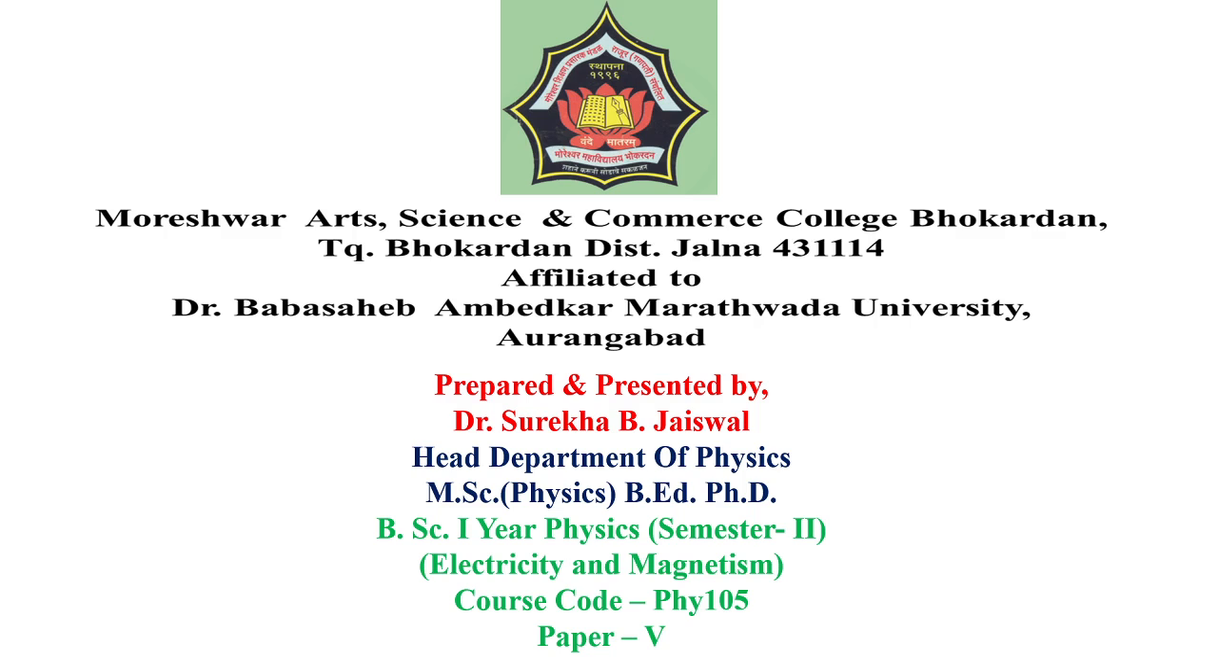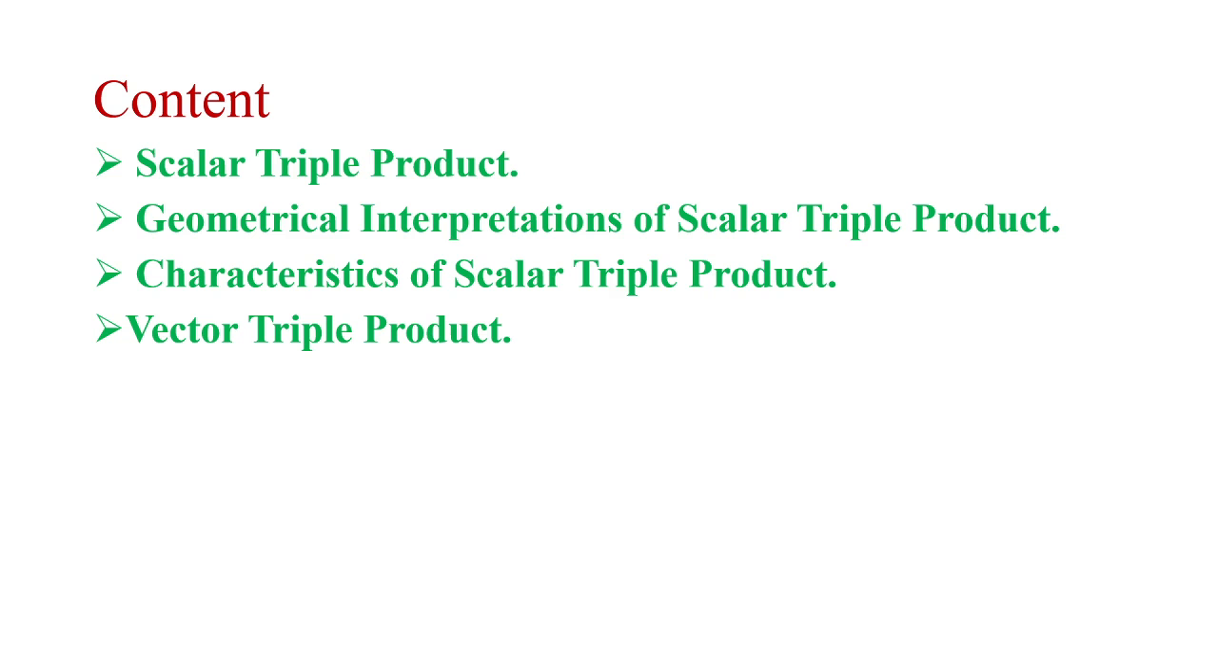Today we will see electricity and magnetism, course code number PHY 105, paper number 5, semester 2nd. Today's contents are scalar triple product, geometrical interpretation of scalar triple product, characteristic of scalar triple product, and vector triple product.